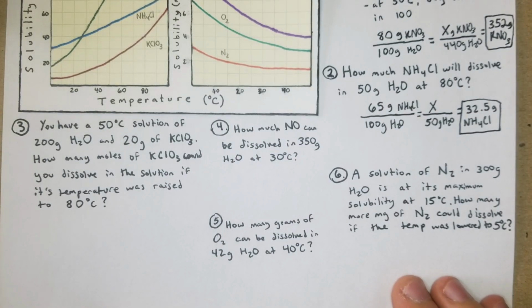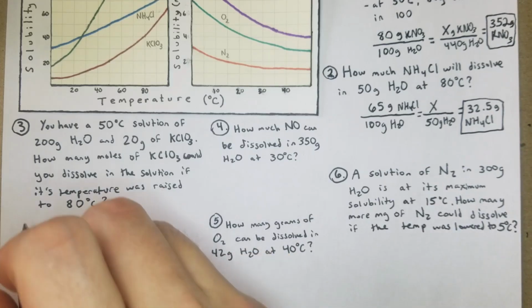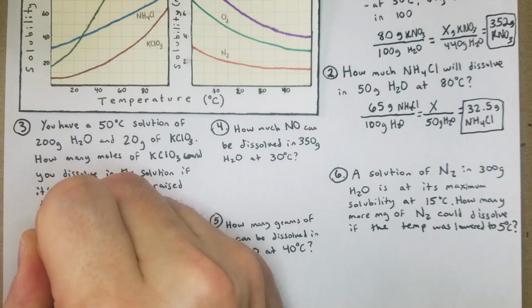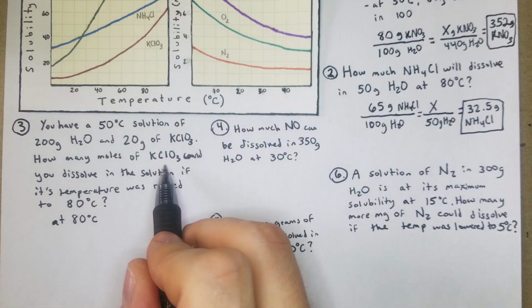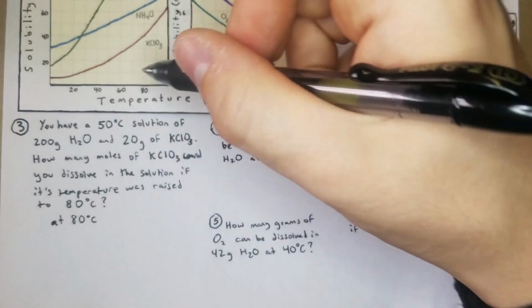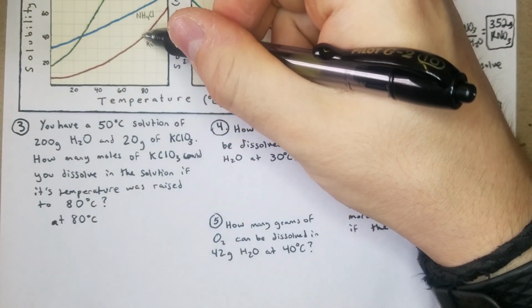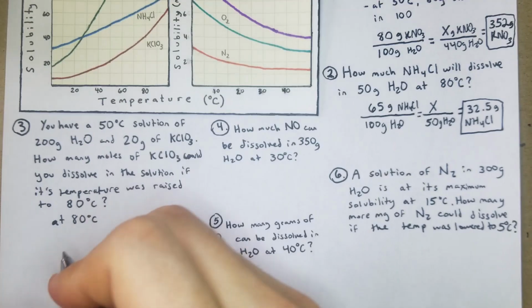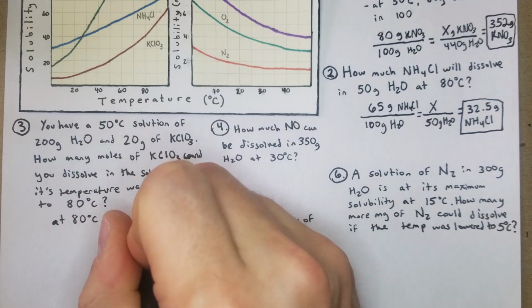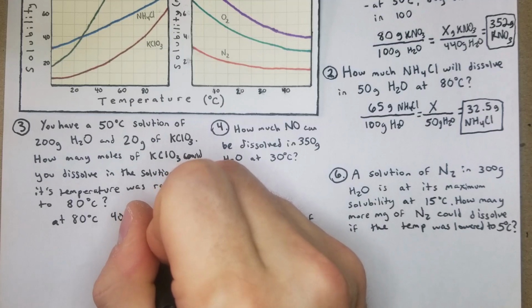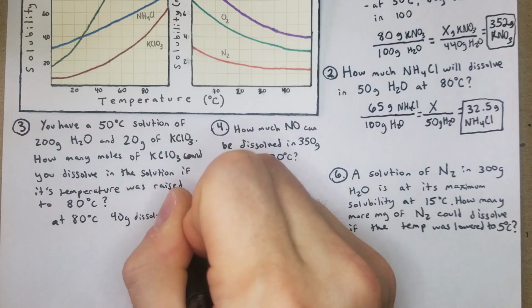So we're going to start by doing what we always do. So what are we looking at? So the temperature is 80 degrees. So at 80 degrees Celsius, and we're looking at KClO3. So KClO3 right here, 80 degrees. Look up, and that is right at 40. So at 80 degrees, 40 grams dissolves in 100 grams H2O.